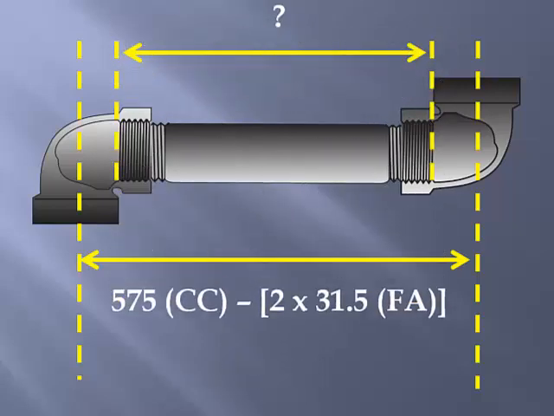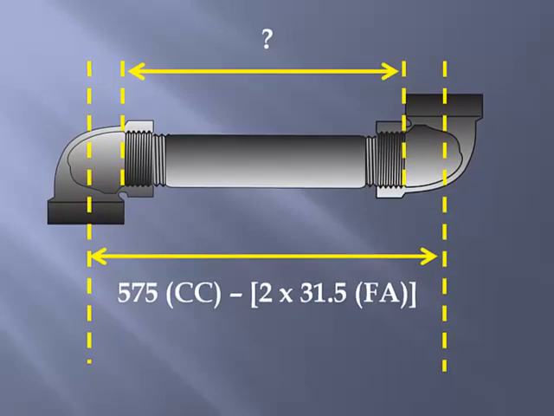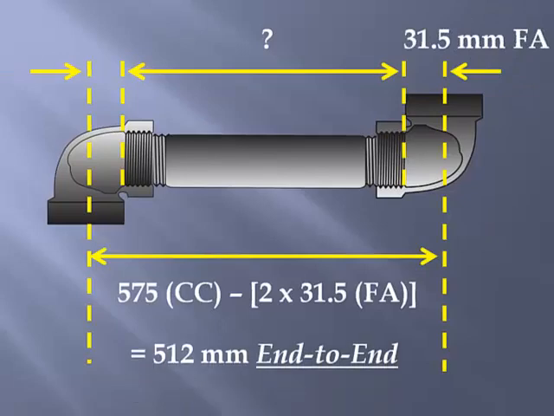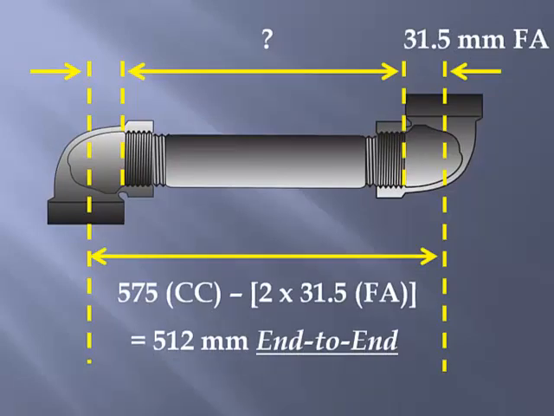that means we'll subtract two fitting allowances from the 575 center-to-center measurement. So 575 millimeters minus 63 millimeters, remember we have a fitting allowance at each fitting, would result in a 512 millimeter end-to-end measurement. To put it another way, a 512 millimeter end-to-end piece of 1.5" pipe with two 1.5" 90s threaded on to either end would create a center-to-center run of 575 millimeters.